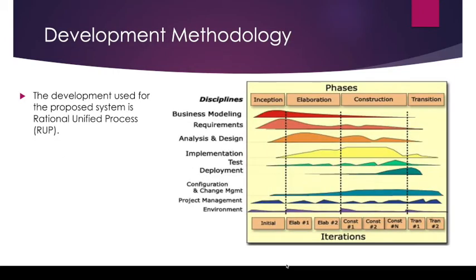As for the development methodology, RUP, which is short for Rational Unified Process, is a software engineering methodology that can be used to develop a system. So RUP is used for developing the system. The RUP process model is divided into four phases: inception, elaboration, construction, and transition.